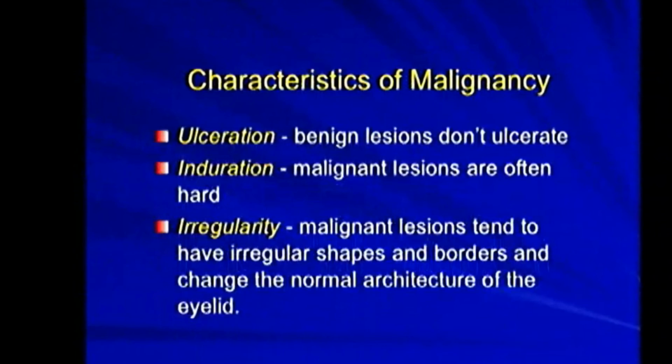What are the characteristics of malignancy that you really need to be familiar with? Ulceration, which is the most typical one. Ulceration doesn't happen in benign conditions, it happens mainly in malignant conditions. Induration, which is also a very common sign in malignancy. Irregularity: malignant lesions tend to have irregular shapes and borders, and change in the normal architecture of the eyelids, meaning you will see destruction of the eyelid margin, loss of eyelashes, or invasion of the punctum, for example, and canaliculus.